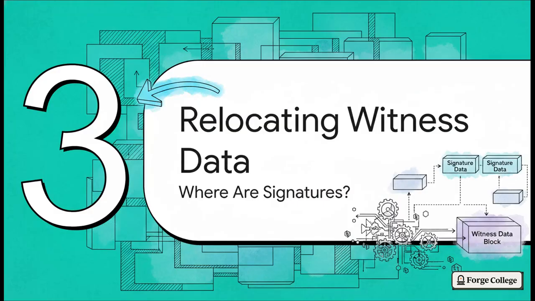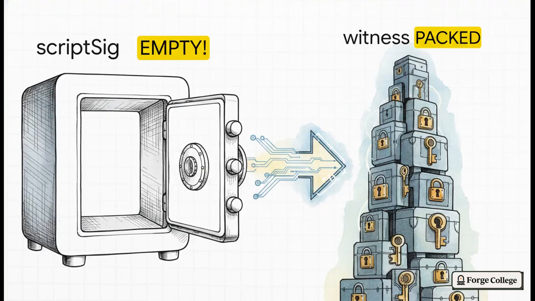Section 3. Relocating the witness data. Where exactly are the signatures? So if you ever try to parse a native SegWit spend yourself, and you look at the traditional scriptSig field in the input, you might actually panic for a second because, well, it's completely empty. It's kind of like looking in your wallet the day after a massive holiday sale. But don't worry, the sender didn't forget to sign the transaction. The data simply moved. The scriptSig is empty because all of those absolutely crucial signatures and public keys have been neatly packed into the new witness stack, securely located at the back of the transaction.